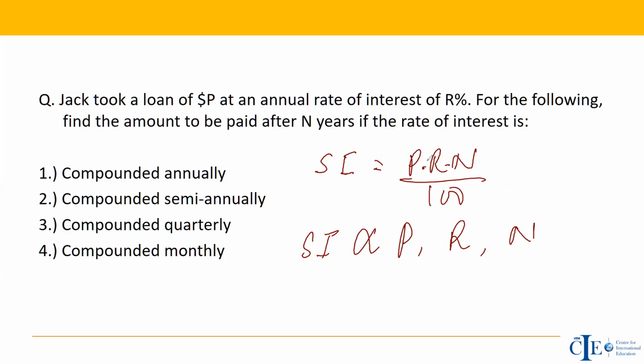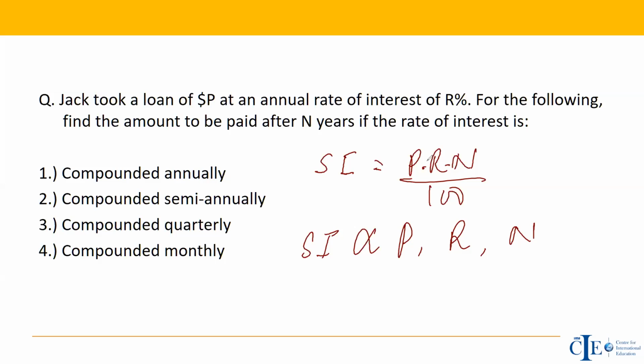So if principal becomes double, the interest will also double. If rate of interest becomes 5 times, the interest would also become 5 times. If the number of years becomes half, the interest will also become half. So simple interest will change by the same factor as any change in your principal or rate or N. You can directly calculate that. You don't need to get into values and calculate and check. You can just use the proportionality.